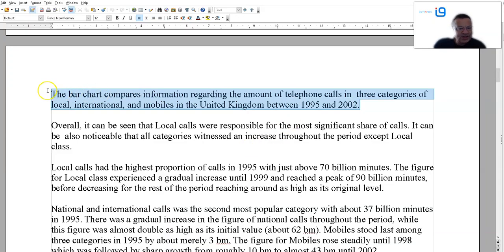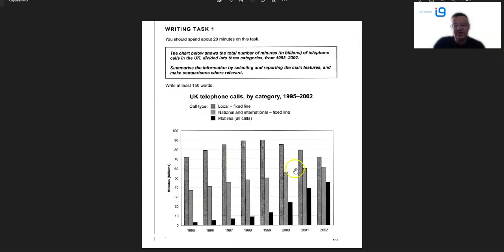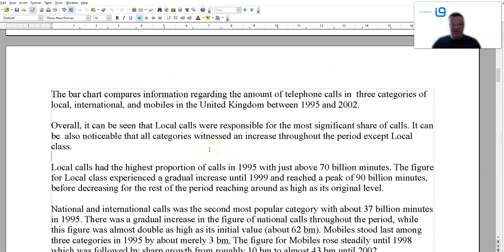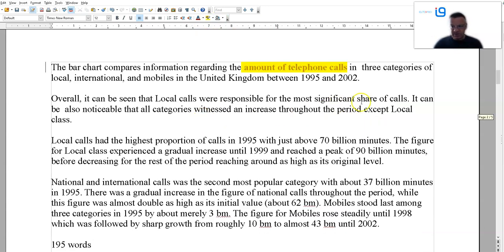And what's the amount? How is it measured? Because when you do this, you've got the rubric. The chart shows telephone calls by call type and so on. You've got what's on the x-axis, minutes in billions, and what's on the y-axis, the period, the years in this case. So you need to put this information in, if possible. It's not the amount of telephone calls, it's the amount of time spent on telephone calls, not the same thing. Local calls most significant share of calls.